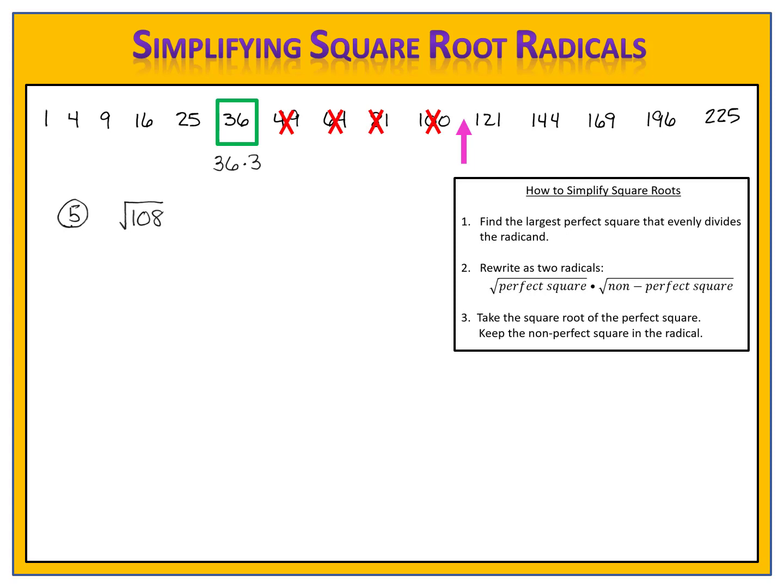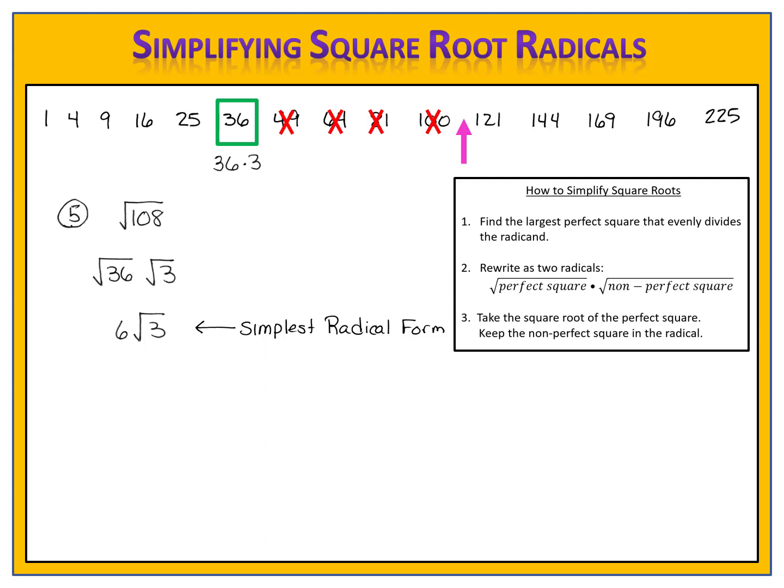Step 2, rewrite as two radicals. The square root of 108 is the square root of 36 times the square root of 3. Step 3, take the square root of the perfect square and keep the non-perfect square in the radical. The square root of 36 is 6, and the square root of 3 will remain. 6 square roots of 3 is the square root of 108, written in simplest radical form.